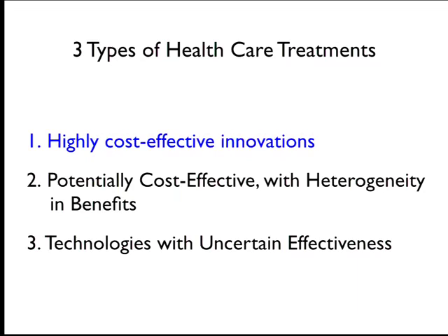So there are three types of healthcare treatments generically that we want to think about. The first are very highly cost-effective innovations, things that have huge positive impact on clinical outcomes and also don't cost a lot of money. The second class are things that are potentially cost-effective but have heterogeneity in benefits. These are not necessarily cheap but not all that expensive, and in some cases may be helpful, but in other cases aren't that helpful. And then the third are technologies that have uncertain effectiveness. These are probably expensive and you really don't know whether or not they're particularly beneficial.